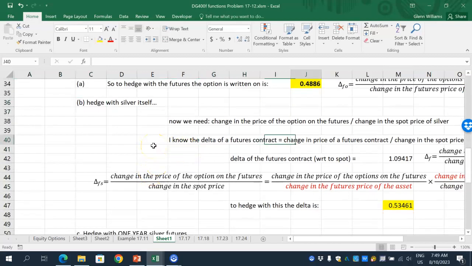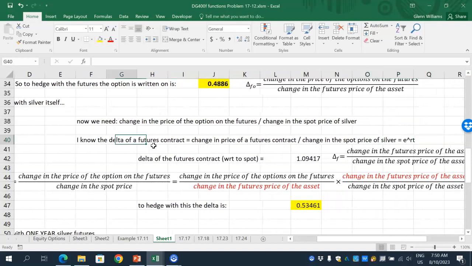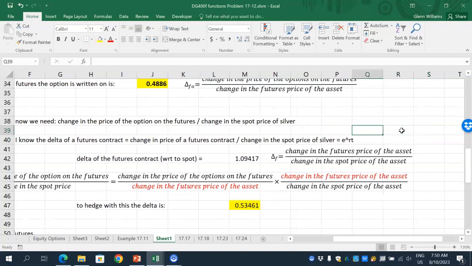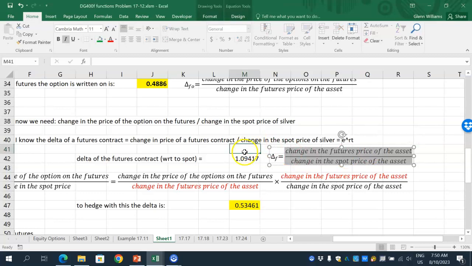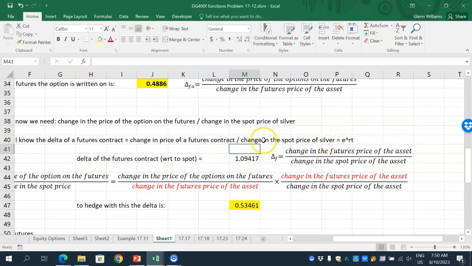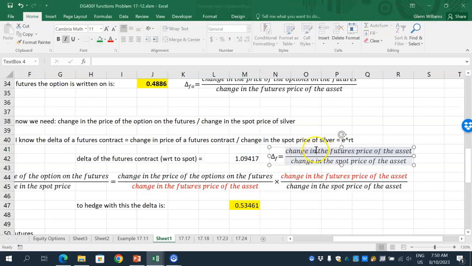And that's the key piece of information here: you know the delta of a futures contract. There's some derivation of this in the slides. We talked about this in the previous chapter. You can do the derivation here and figure this out. But the delta on a futures contract is just e to the RT, which is a nice property. And notice what that's telling you. That's telling you the change in the futures price of the asset relative to a change in the spot price of the asset. So here's where we get our spot price in.